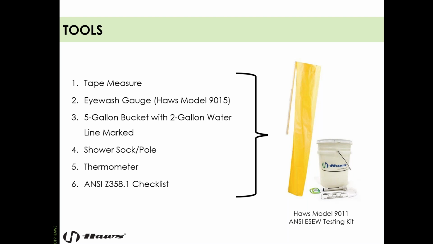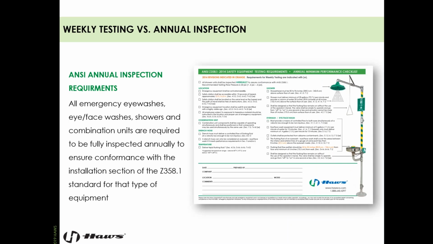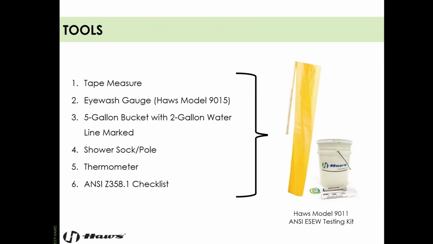You'll need a 5-gallon bucket with the 2-gallon water line mark. I'll explain that in a little bit. You'll need a shower sock and pole because they don't call it a drench shower for nothing. If you activate that thing without a shower sock in place, you and anybody in the vicinity are getting wet for sure. You'll need a thermometer to check temperature and some form of ANSI Z358.1 checklist, the 2014 version would be perfectly acceptable and would walk you through the whole process.